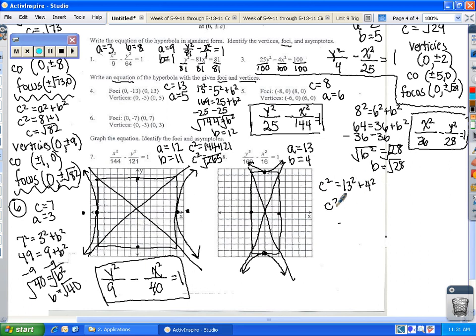And then your focus points again, c squared equals 13 squared plus 4 squared. So that would be c squared equals 169 plus 16. So c squared equals, what is that, 185. And then the square root. And they, of course, again, are going to be out here within those two branches of your hyperbola.